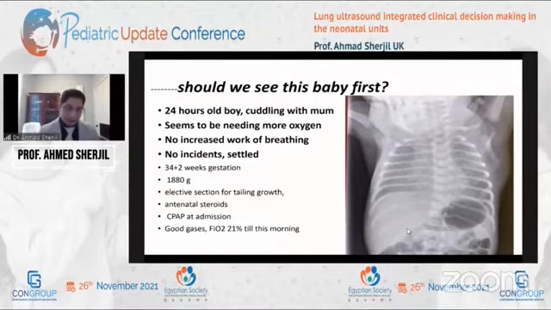So I reviewed and found out there was a 34 plus 2 weeks gestation, 1880 grams, elective section baby for failing growth. Mom had a full course of antenatal steroids and the baby had been on CPAP since admission. FiO2 from admission had been 21%, and a chest X-ray taken soon after admission is what you can see here.